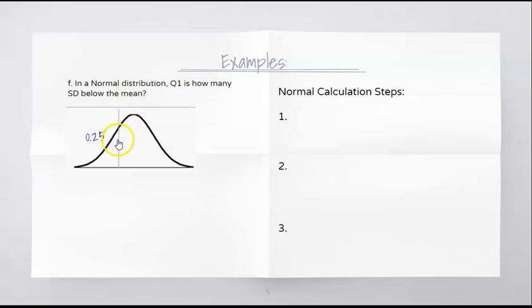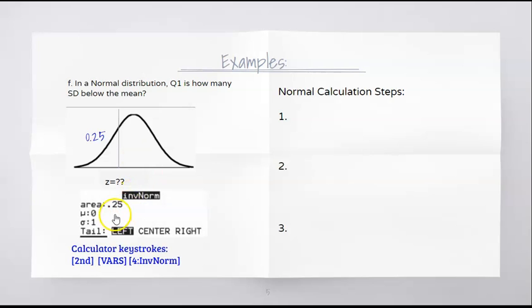So how many standard deviations below the mean? Well, that would be what's the z-score there. So I'm going to have to use that inverse norm function again on my calculator. The area is 0.25. Mu is still 0, sigma is still 1. And the tail, we want the area at the left of my line, so it's the left tail. All right? Put that in there, and I get a negative 0.674. The way I would interpret this is 0.674 standard deviations below the mean.